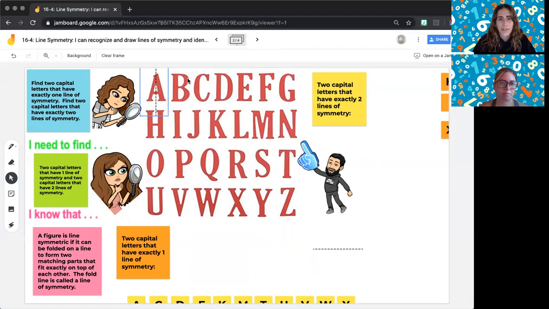What do we think of the A? If I were to fold that A across over to the other side, I think it would match up because both sides of the A are the same shape. So the letter A has at least 1 line of symmetry. We'll keep that for our answer. Great. Let's look at the B.